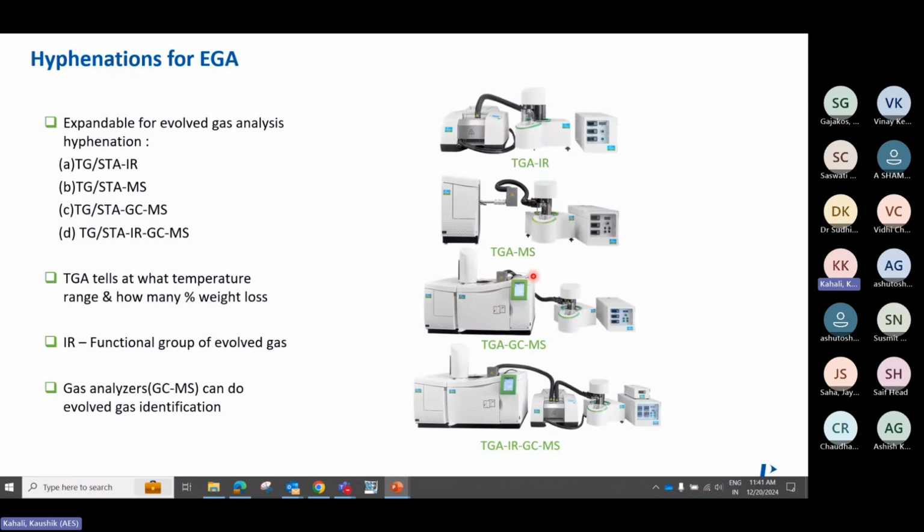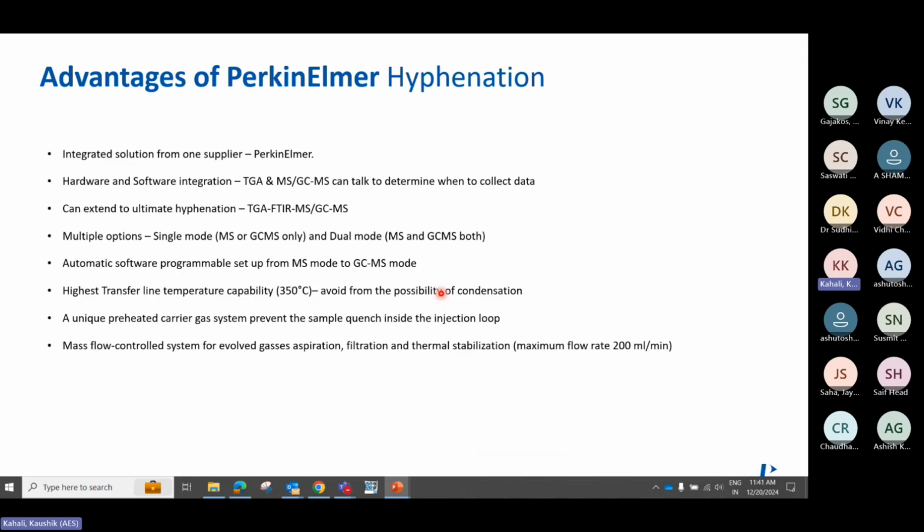coming out from the TGA, where the separation will be done in GC, and then you will get the mass spectra of those gases, and using the NIST library, you can identify those gases using the mass. So that is the advantage of PerkinElmer. We are the only manufacturer in the world who have all three instruments.